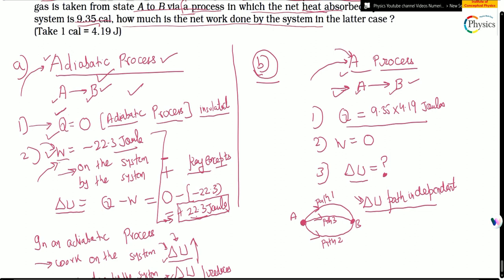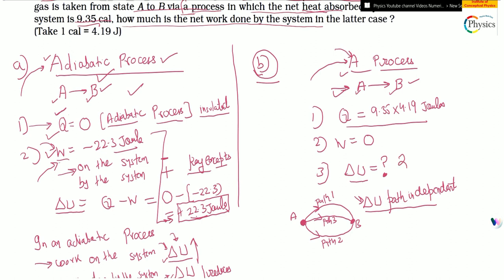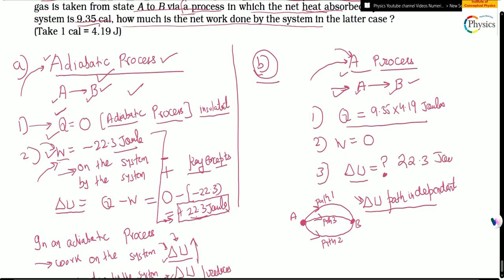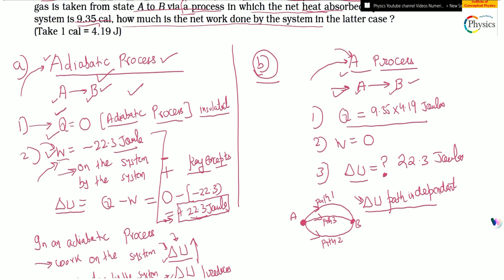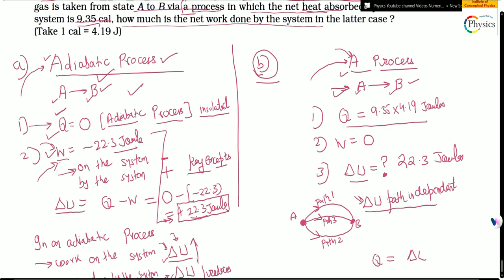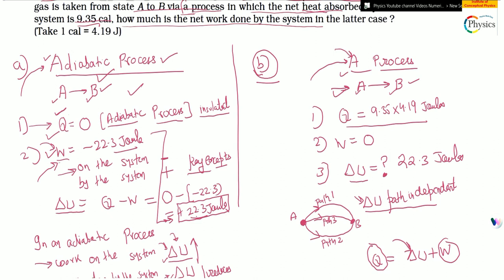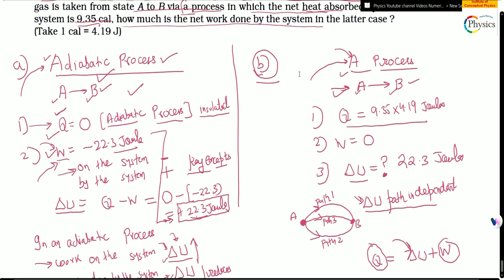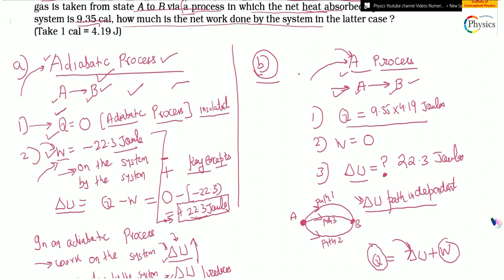The change in internal energy for situation B will also be 22.3 joules, same as the adiabatic process, because if you look into the formula of the first law of thermodynamics, where Q is equal to change in internal energy plus the work done, these two quantities Q and W are path dependent. This is the only quantity, the change in internal energy, which is path independent, right? So we have used the internal energy change from the adiabatic process, which we calculated, in the second process because we know the concept that delta U is path independent.